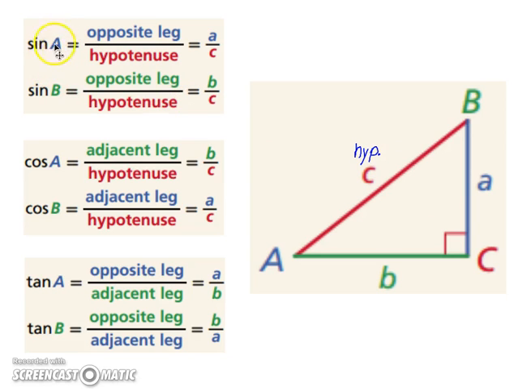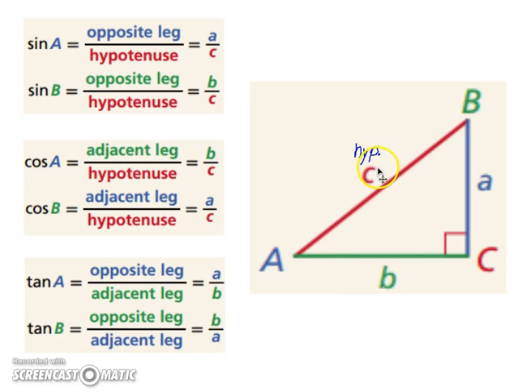Since we want the sine of A, we're looking at this angle, this big angle A here. Sine is opposite. What's the opposite side of angle A? Well, the opposite side of angle A is side A. So we're going to have little a over our hypotenuse, which is C. So opposite over hypotenuse. If you look at the sine of B, it still follows the same pattern. The opposite side from the angle over the hypotenuse.